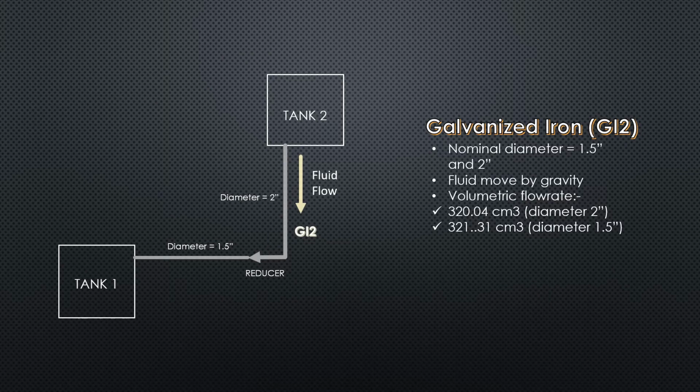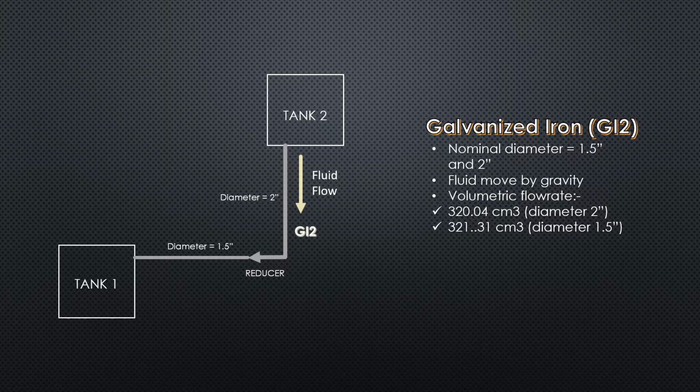Different from galvanized iron 1, galvanized iron 2 has two nominal diameters, which are 2 inch and 1.5 inch. This pipeline is known as the gravity discharge pipeline of galvanized iron 2 because its function is to return water from tank 2 to tank 1 by using gravity. The reason it has two nominal diameters is that this pipeline has a reducer inside it.